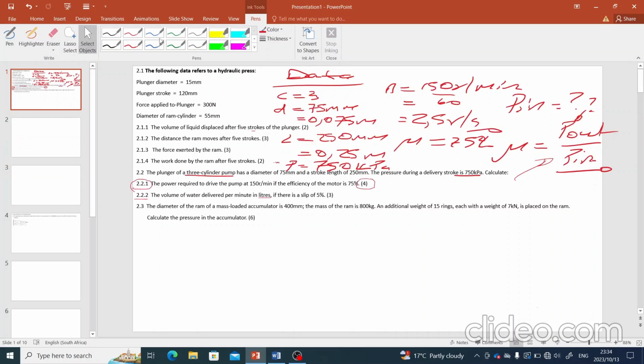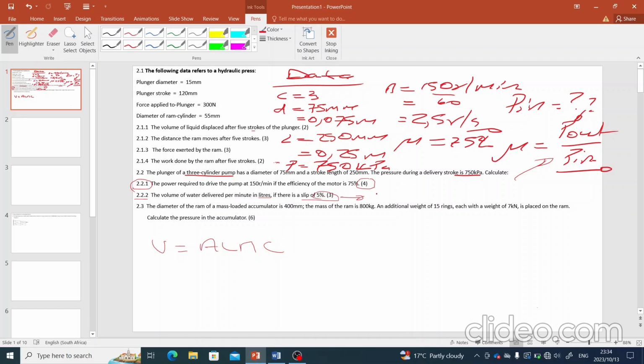In calculating that volume, they are saying per minute. Now it will be volume equals area times stroke length, multiplied by n, multiplied by c. But we are then given the slip. The slip is 5%.